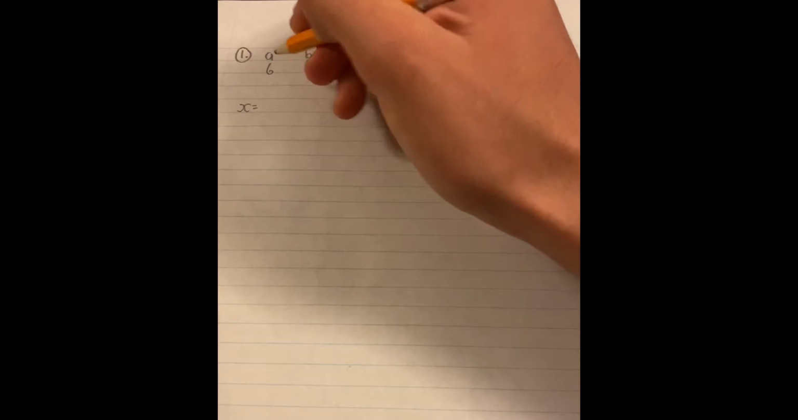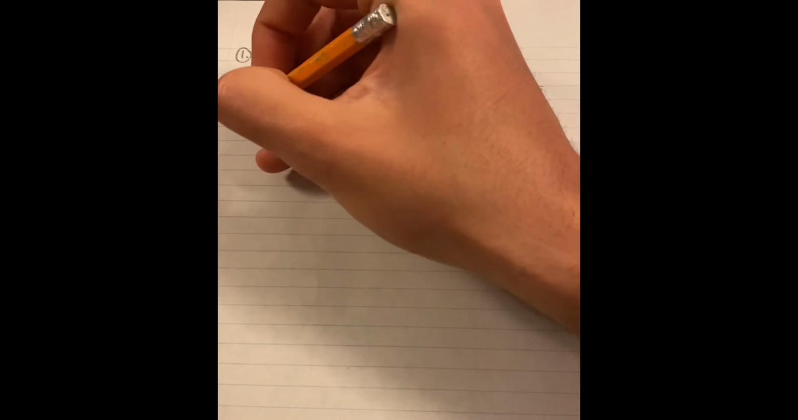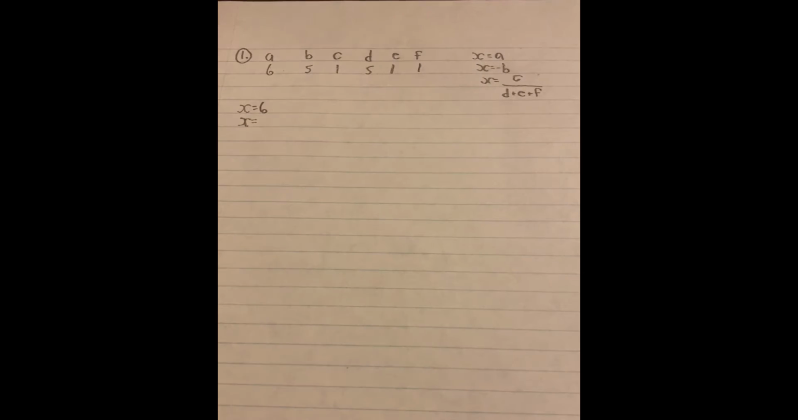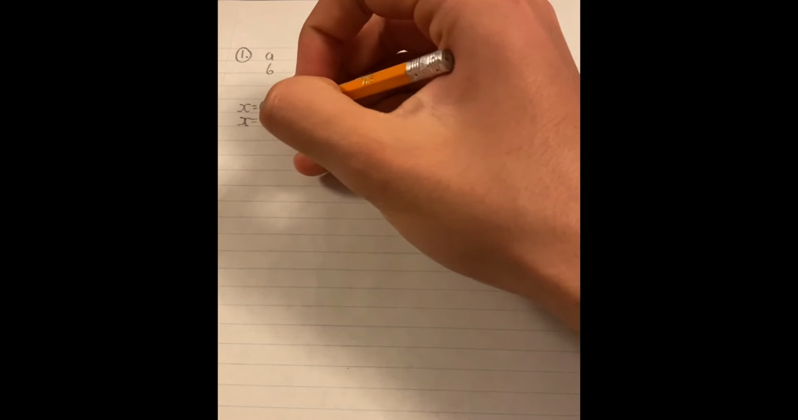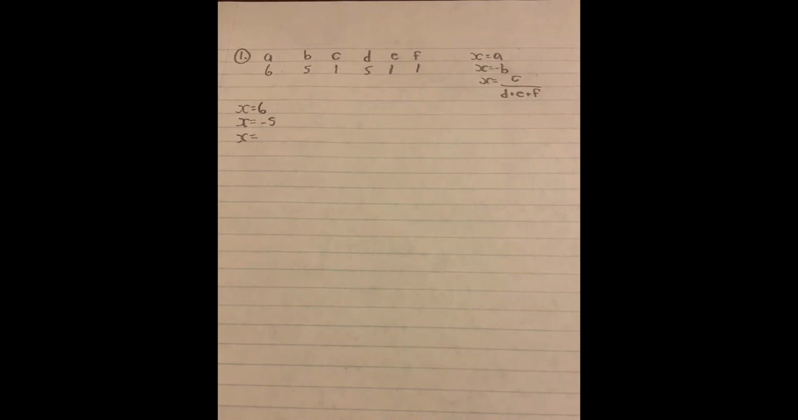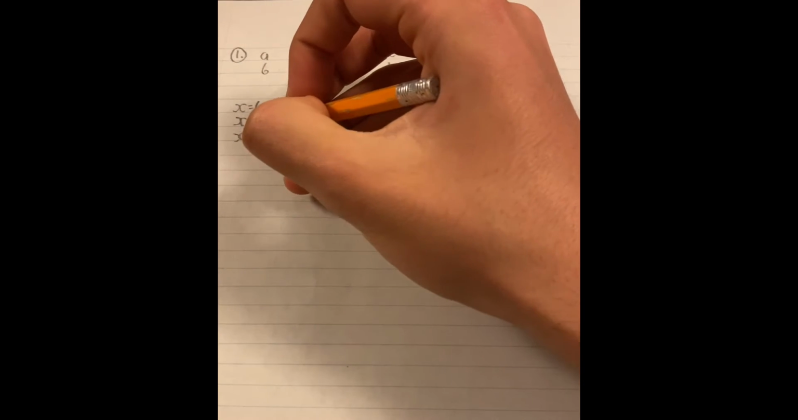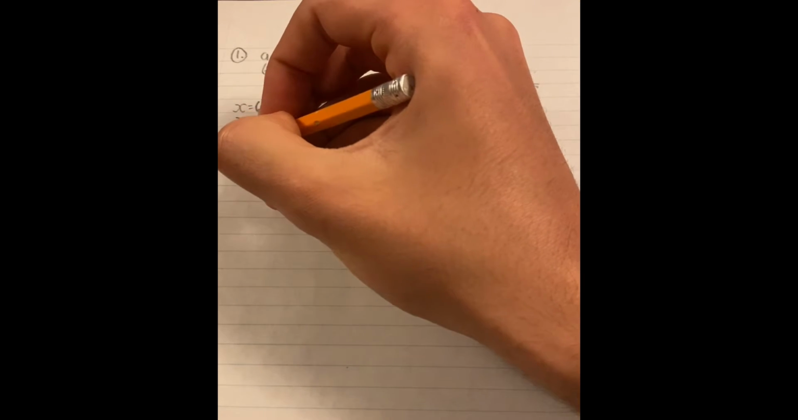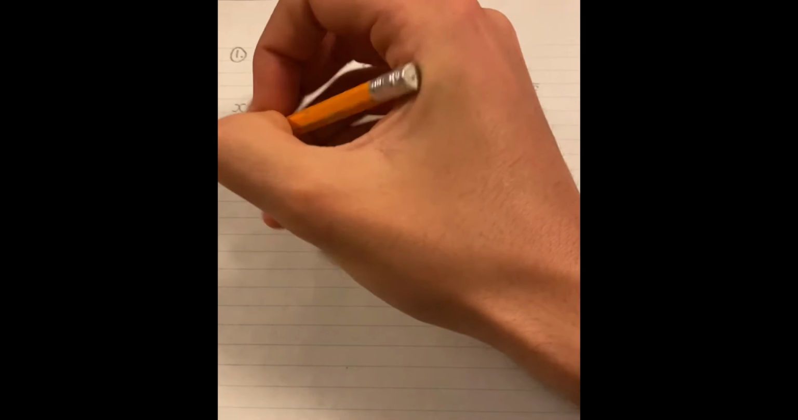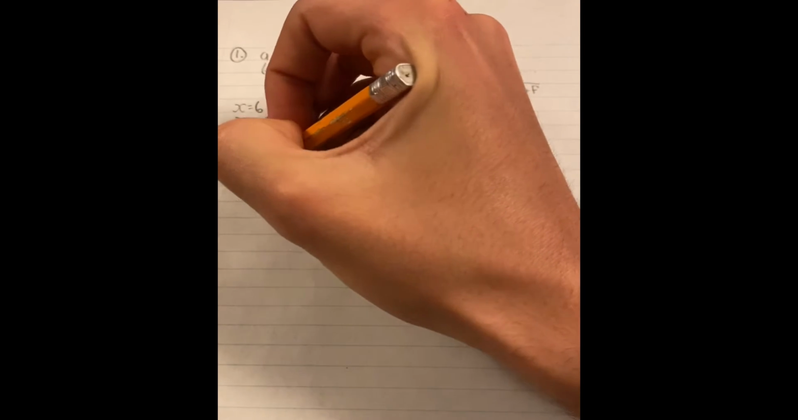So x equals a would be equal to x equals 6. X equals negative b would be equal to x equals negative 5. And x equals c over d plus e plus f would be x equal to 1 over 5 plus 1 plus 1, giving us x is equal to 1 over 7. And these are the three x-intercepts that will be used.